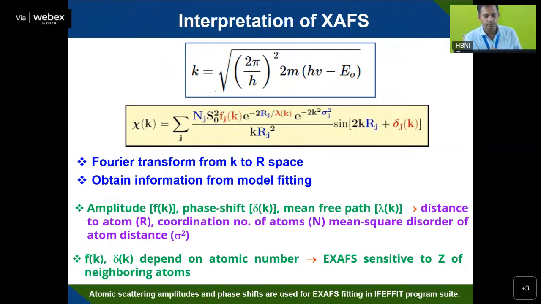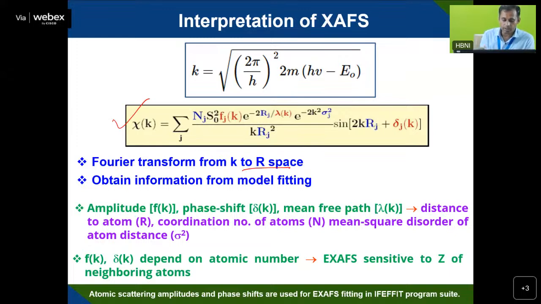So from this equation, k is equal to the square root of (2π)² over 2m times (hν minus E0). Then you have to find the wave vector k function and take its Fourier transform. You have to do the first Fourier transform from k space, the wave vector, to real space by using this equation.